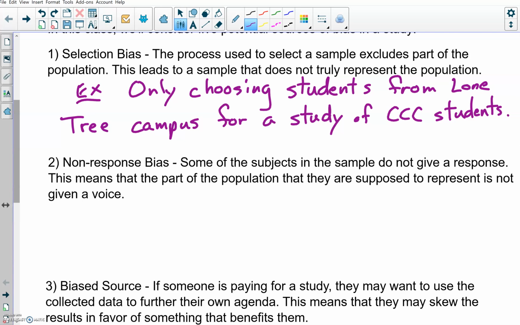They were so ashamed by it, and it was so bad that the magazine went under. So anyway, that's one classic example of selection bias.